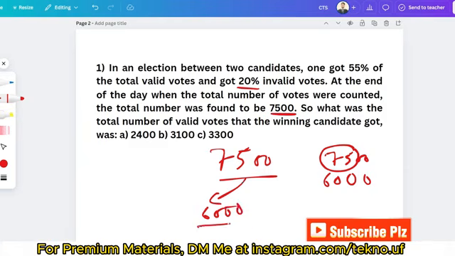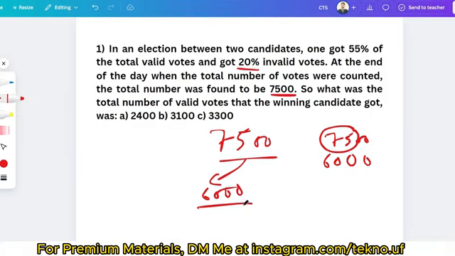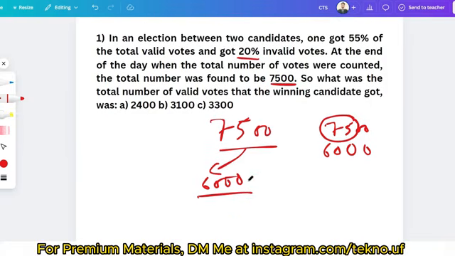Okay, that means this is the total valid vote count. 6,000 is the total valid vote. If 55% was got by one candidate, then obviously the other candidate got 45%, right? So 55% he got of the total valid vote. So if this is the total valid vote, then 55% of the total valid vote will be what?